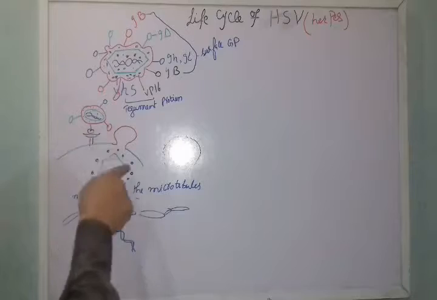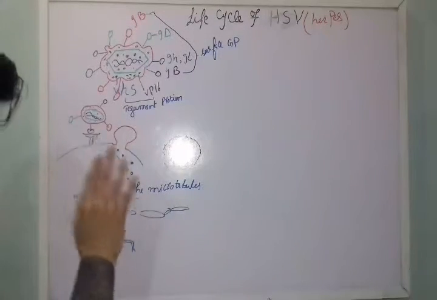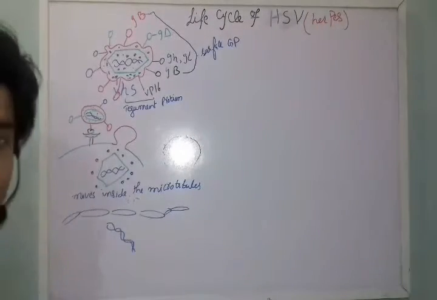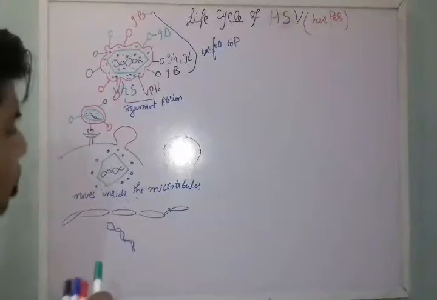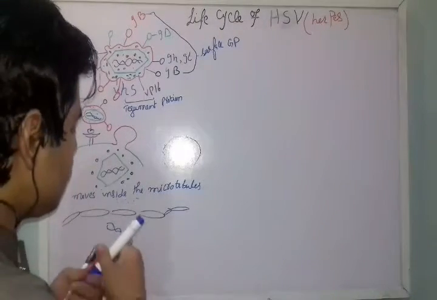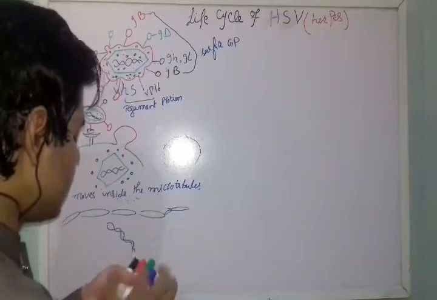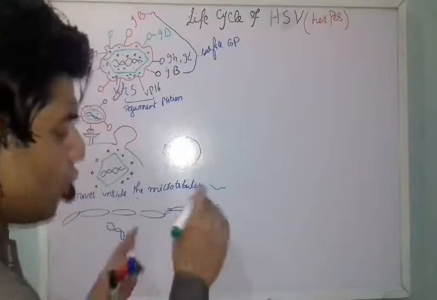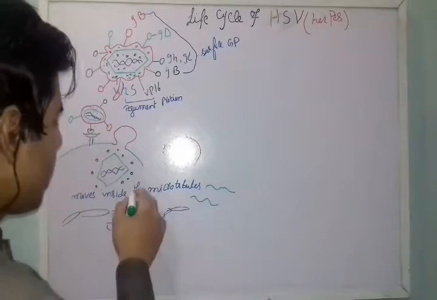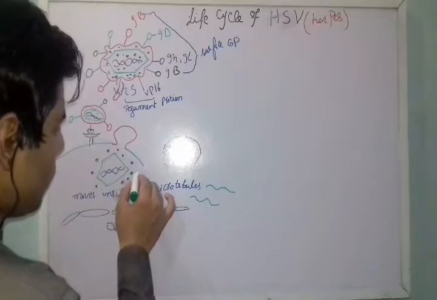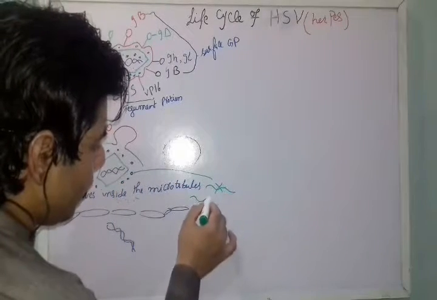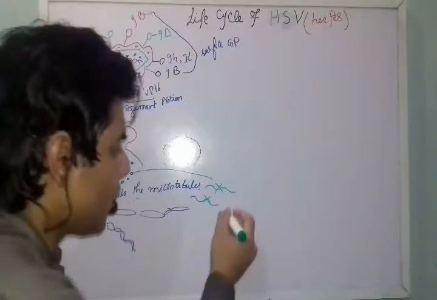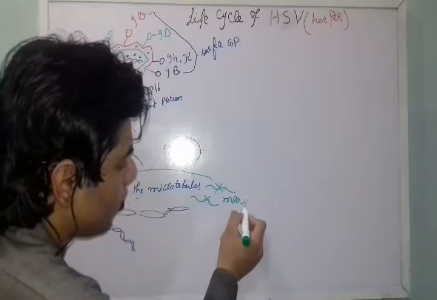As I told you, there are two tegument proteins: one is VHS and the other is VP16. Now what are the functions of these two proteins? The VHS will degrade the host messenger RNA. Let's suppose this green one represents the host messenger RNA. VHS goes there and starts degrading the host mRNA.